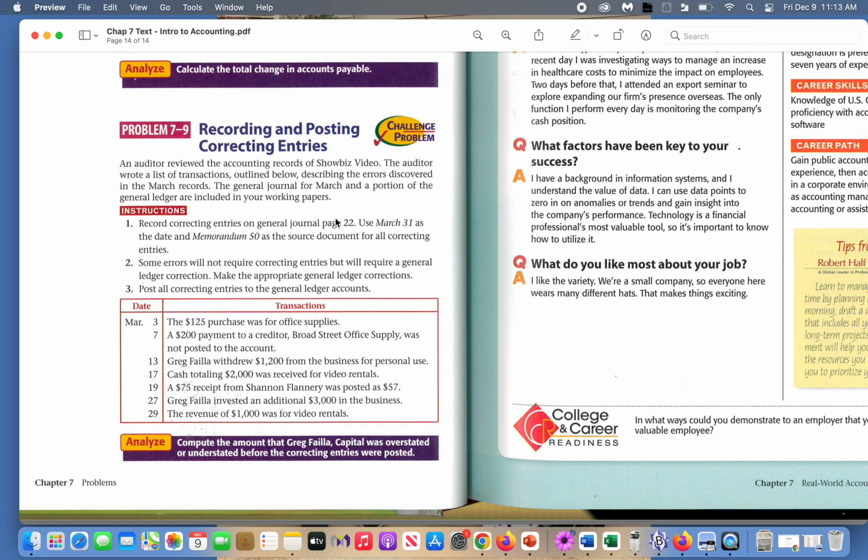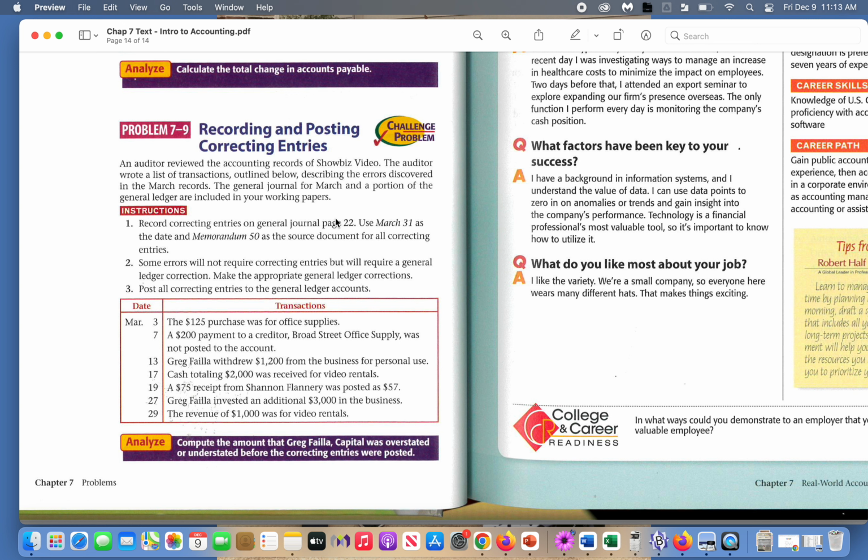The next one, I'm going to do just a couple more. Greg Falia withdrew $1,200 from the business for personal use. Let's see what the heck went on. March 13th, he withdrew $1,200. Let's find our journal account. March 13, he withdrew $1,200. Yes, cash and bank, we credit. We do not use capital anymore except for investments. This should be a debit to withdrawals.